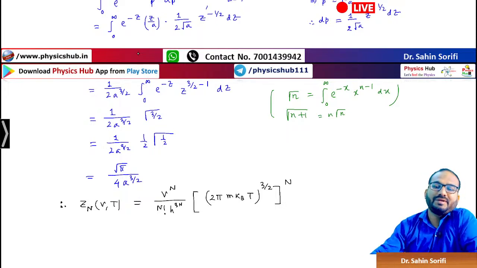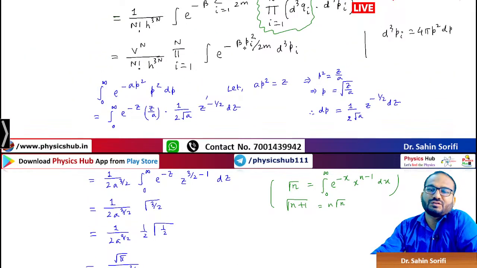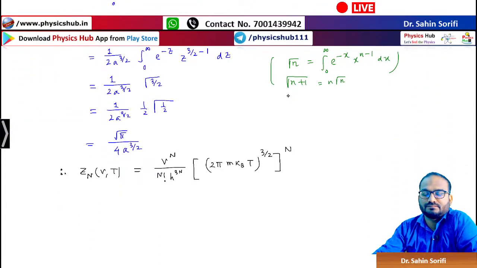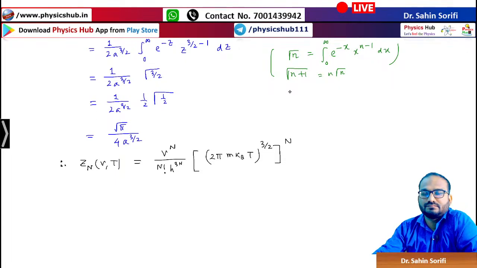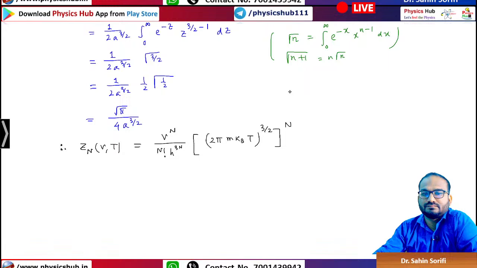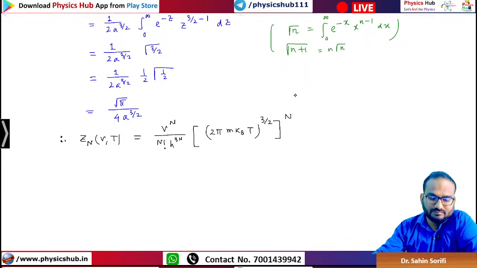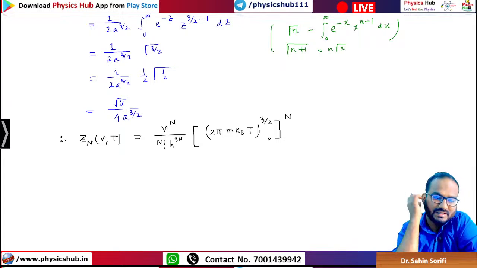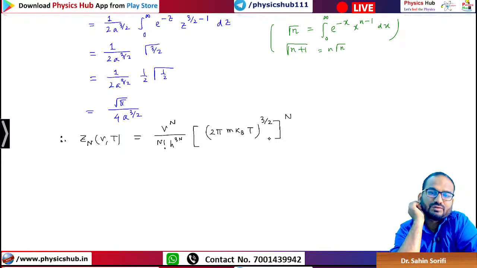We have put the value of beta equal to 1 upon kT. So this is like minus p square by 2m kT. So a is equal to 1 by 2m kT. Is it understood, guys? Tell me. Did you understand, or should I explain it more?